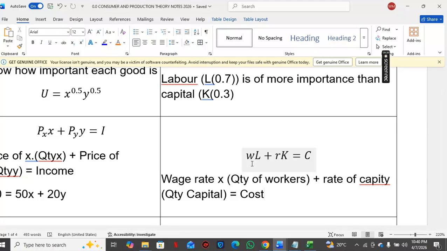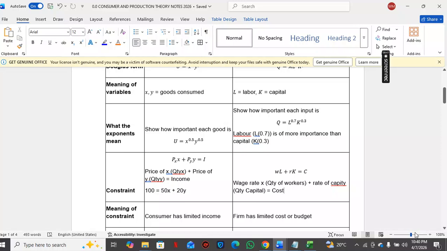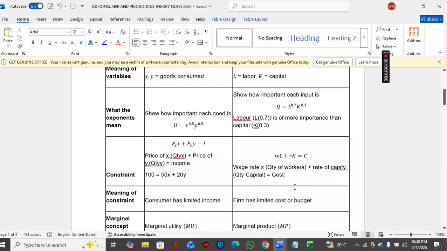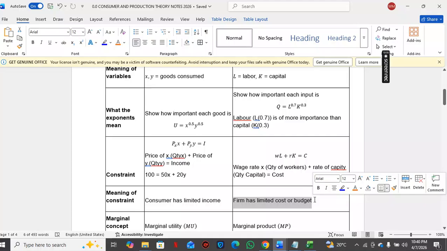This is the equation you're going to need to make for production theory. So the meaning of this budget constraint, consumers' limited income. In production theory, the firm has a limited cost or a budget. Basically, we say budget most of the times. Okay, the firm has a budget, and you can't go above that budget. So you have to find out how much capital and labor you need to stay within the budget.